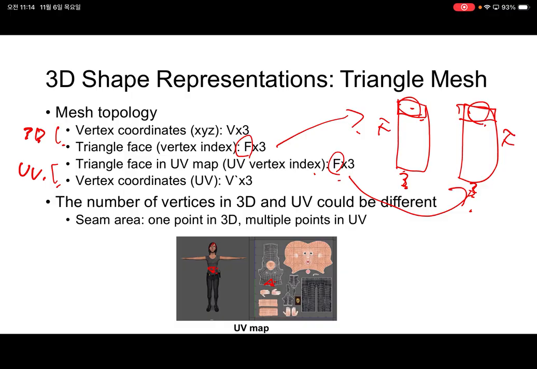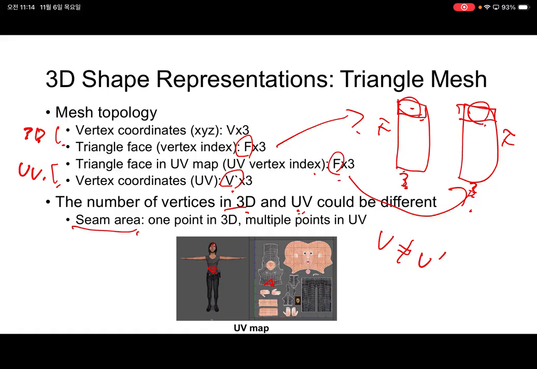But as you can see, there's a small prime here. It is different, right? V and V prime are different. The number of vertices in 3D, that is V. The number of vertices in UV, that is V prime, could be different. Because you can think about the seam area.